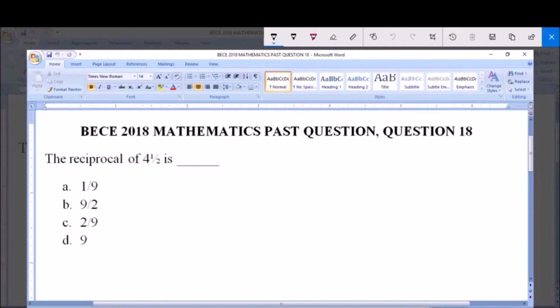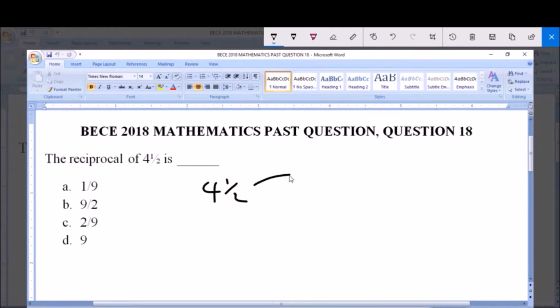Hello, good day and welcome. Today we're going to be dealing with BECE 2018 Mathematics Past Question, question 18. The reciprocal of 4.5 is dash. A 1 over 9, B 9 over 2, C 2 over 9, and D 9. So we are asked to find the reciprocal of 4 whole number 1 all over 2.